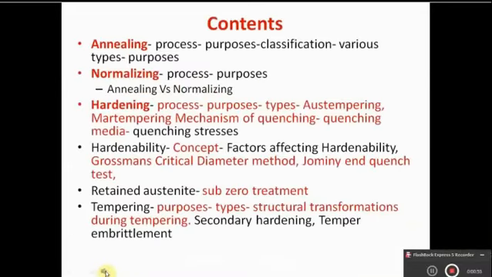In this unit we are going to cover different heat treatment processes like annealing, normalizing, hardening. Every heat treatment has its own classification. So annealing is further classified as full annealing, partial annealing, subcritical annealing, and then normalizing, hardening. In this unit we will study what kind of heat treatment process it is, what is the purpose of carrying out the heat treatment process, and what are their applications.